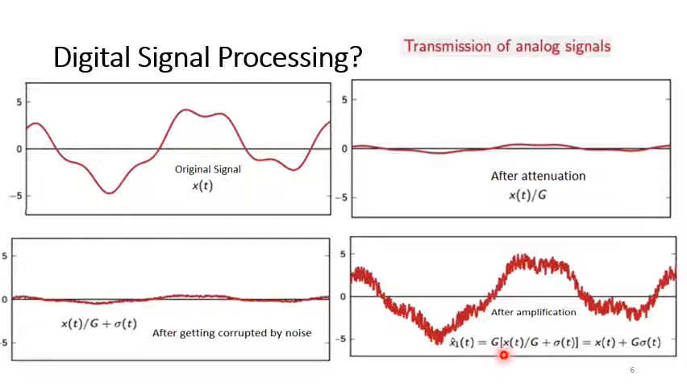So after the amplification, we will get x of t, the original signal, plus the gain times the noise signal. So you see, when we use the amplifier, or we amplify the input signal, the noise is also amplified. So you can see that although we have amplitude similar to what we had at the transmit end, now the noise is also amplified.